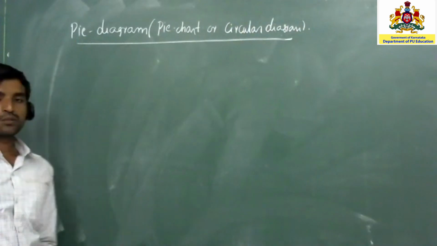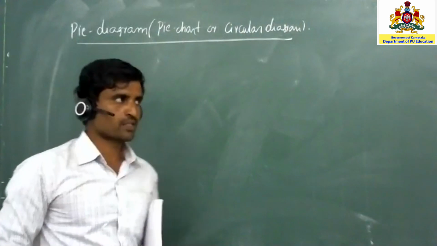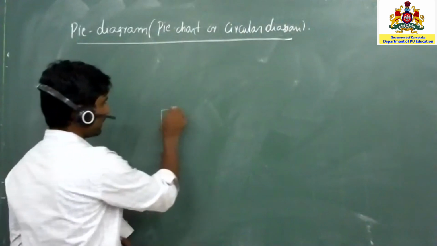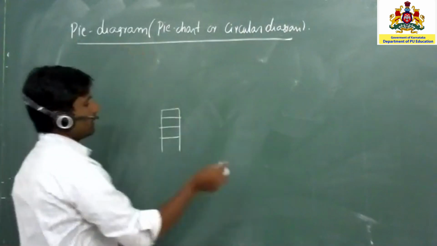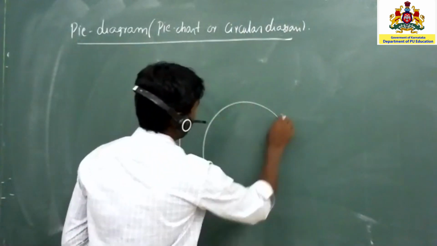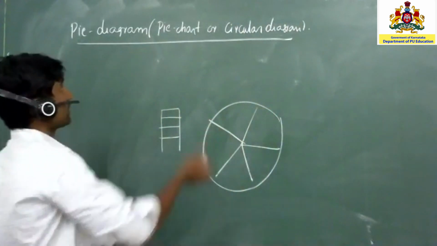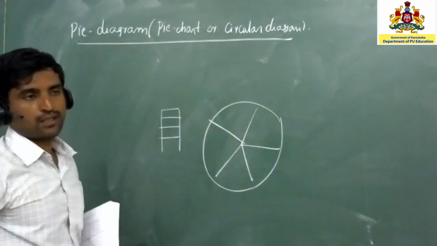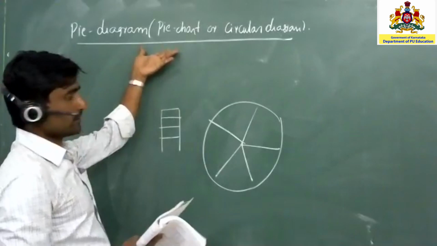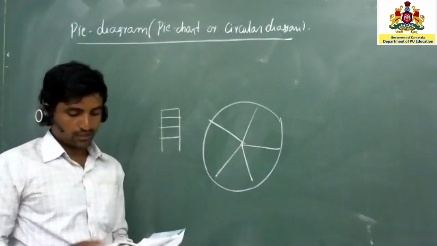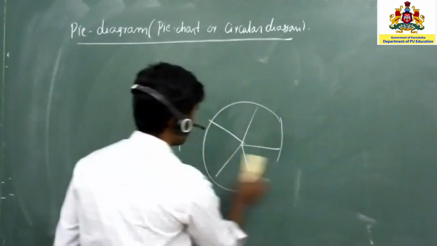Here also the procedure is similar to the percentage bar diagram. In a percentage bar diagram, the bar is divided into different segments. But in a pie chart, the circle is divided into different sectors. The circle divided into different sectors is called a pie diagram. Right.